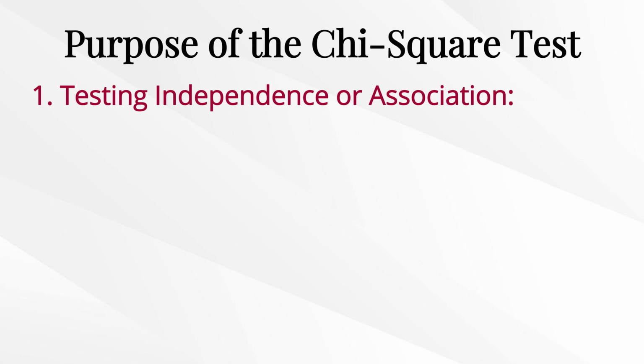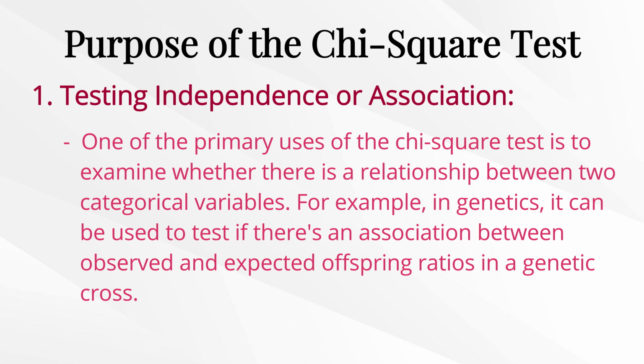Purpose of the chi-square test. Number 1. Testing independence or association. One of the primary uses of the chi-square test is to examine whether there is a relationship between two categorical variables. For example, in genetics, it can be used to test if there's an association between observed and expected offspring ratios in a genetic cross.